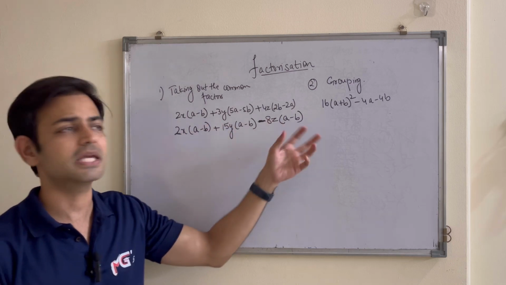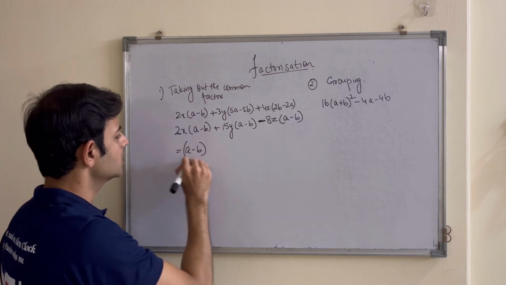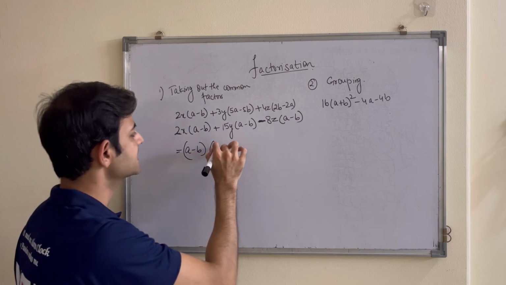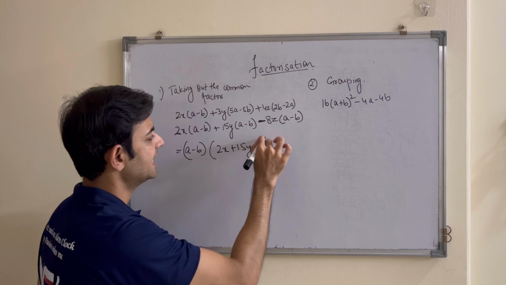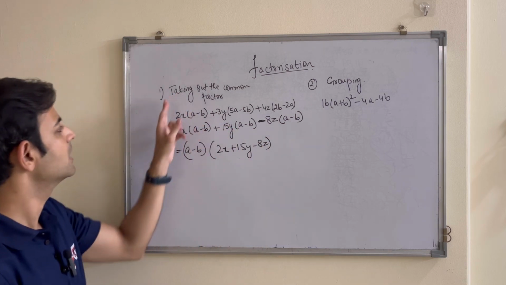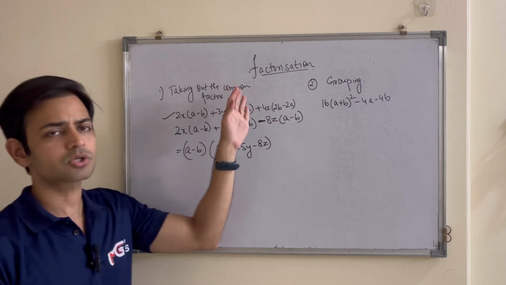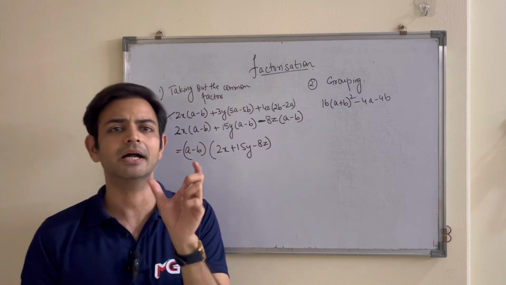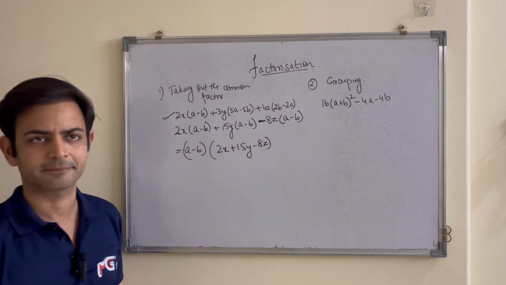Now I have (a minus b) in all three terms, so I can take it out common, and all the remaining terms will be part of the other bracket. So I have (2x plus 15y minus 8z). These two brackets are the factorized form for this given question. In the method of taking factors common, we just have to make sure all the terms have one factor in common, take it out, and keep the rest in the other bracket.